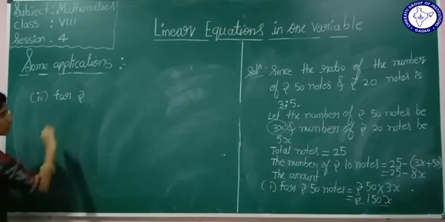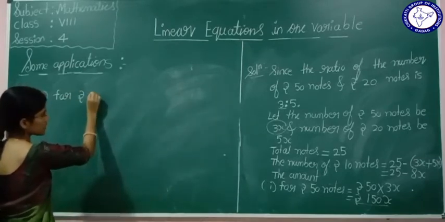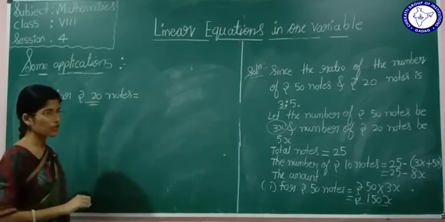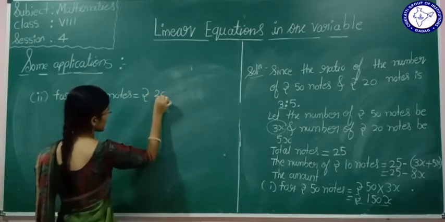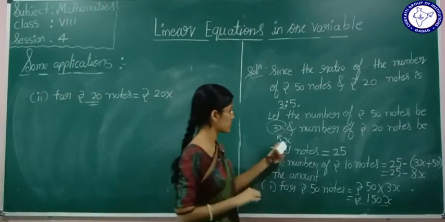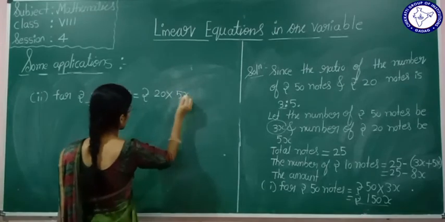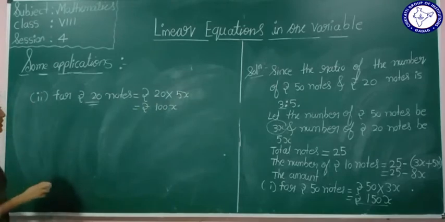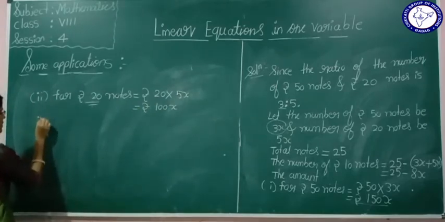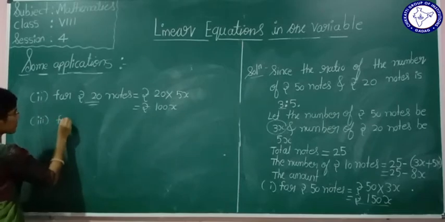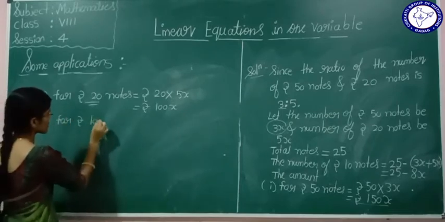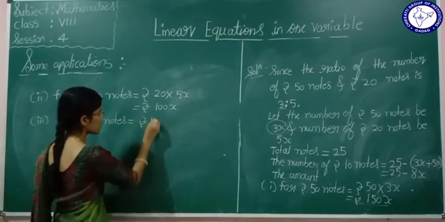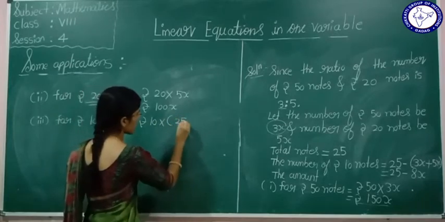Like this only we will calculate for rupees 20 notes. How much amount she has of rupees 20? Okay, see here, rupees 20 into how many 20 notes did we take here? 5x. That is rupees 100x. Okay. Again, third one, for rupees 10 notes, how much amount she has of rupees 10 notes? That is rupees 10 into 25 minus 8x.